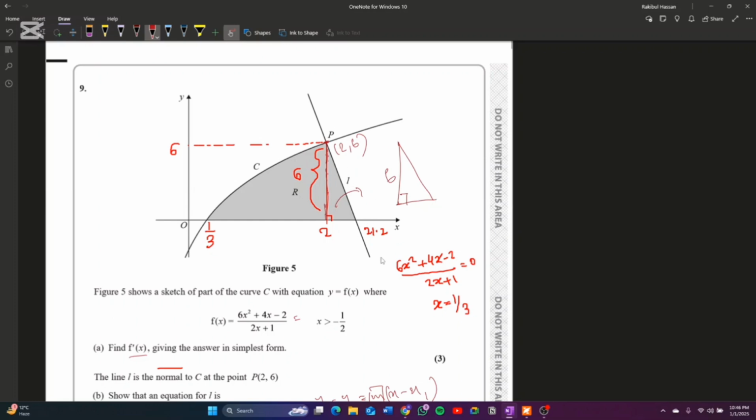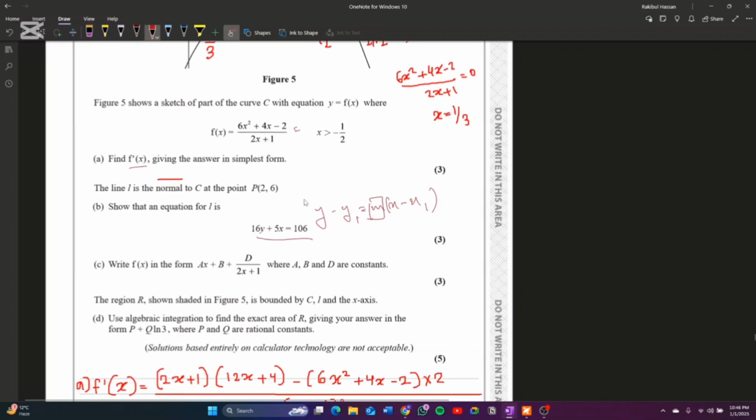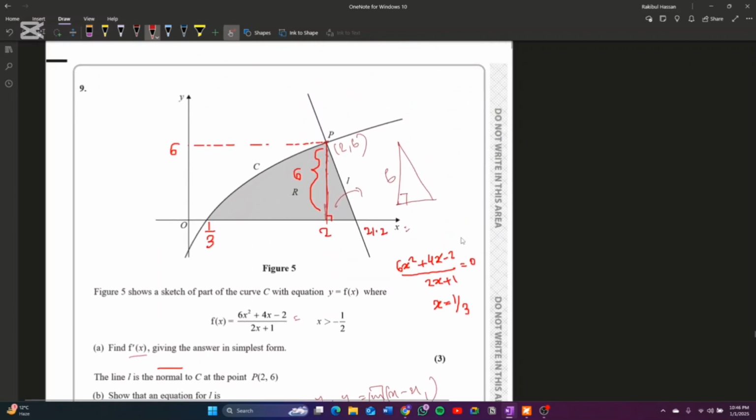So to find the base, this line L crosses the x-axis when y is 0. We already know the equation of the line. If we put y as 0, we get that x is equal to 21.2. That means the base of this triangle is 21.2 minus the value here. Now, how do we find the value here? We know P is (2, 6), so this is 21.2 minus 2. This is the base, and 6 is the height of the triangle. So we already know the area of the triangle.